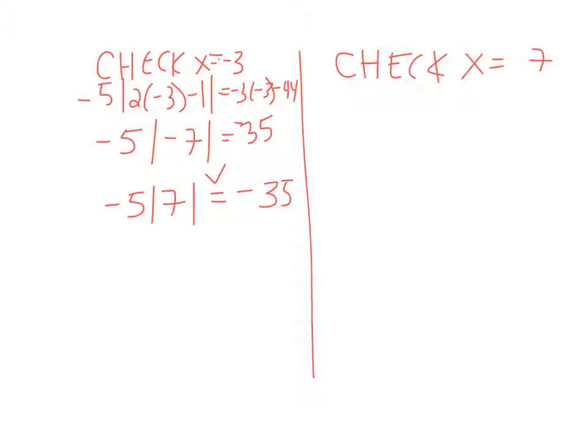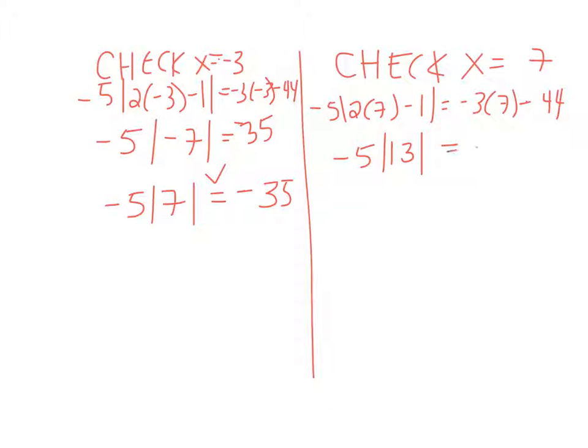For the next one, I'm going to plug in +7 for x and get 2 times 7 minus 1 equals -3 times 7 minus 44. Again, when I simplify this, I get -5 times the absolute value of 13 equals -65, which is true. So both solutions are solutions to this equation. Neither one gave me a false statement.